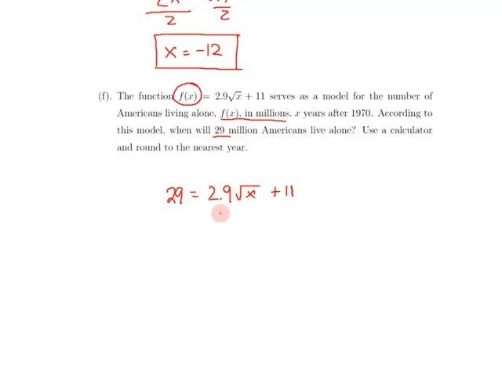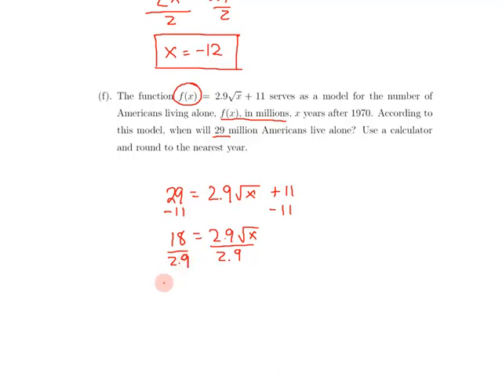Now we just go through those 6 steps. We've got an equation here that involves radicals. We go through our steps for solving. We isolate the radical, so subtract 11 from both sides. We end up with 18 is equal to 2.9 square roots of x. I'm going to divide both sides by 2.9. I'll use my calculator to figure that out. What is 18 divided by 2.9?